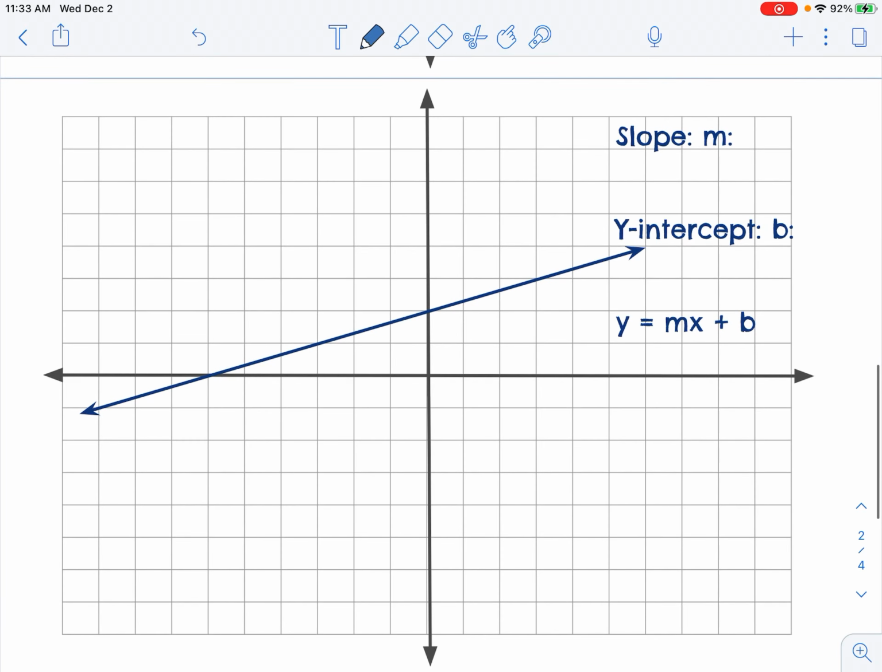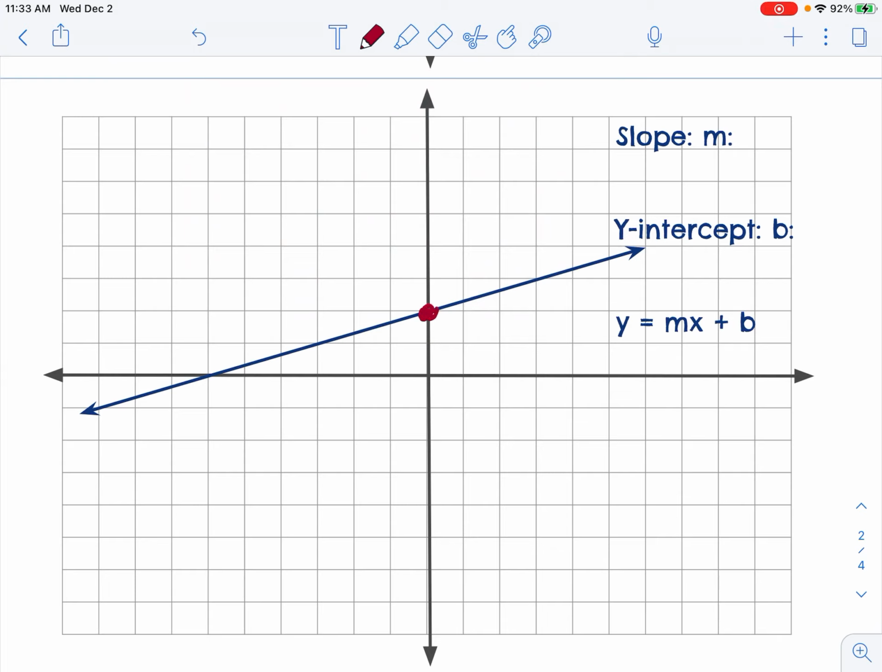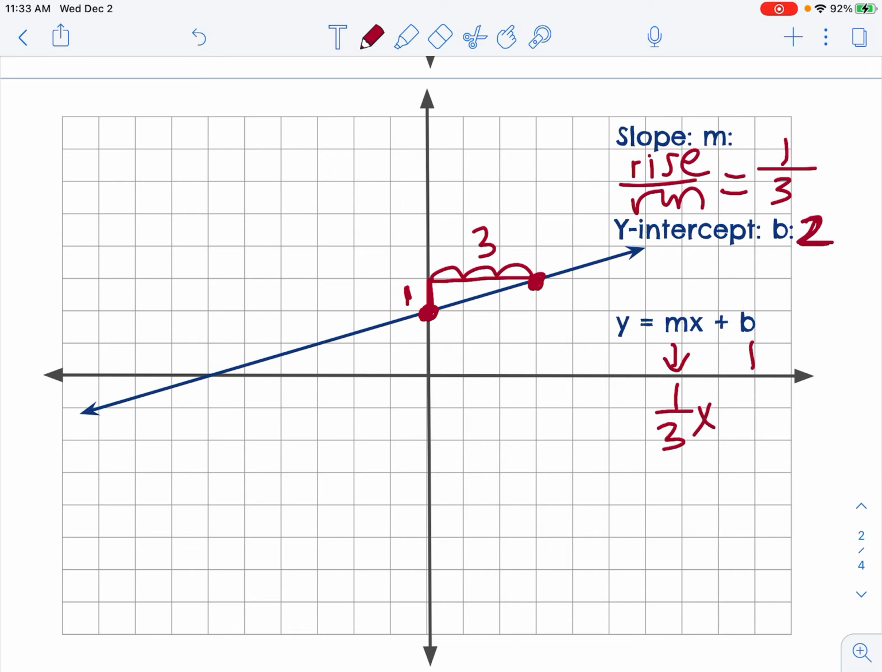This line is a positive slope, so we will have a y-intercept at 2, and the slope is positive. And again, we want to do rise over run. So let's go to this point. Rise, run. I'm rising 1 and I run 3. So rise is 1, run is 3. So my m is the slope, 1/3. And my y-intercept is 2. And I have 1 more example for you.